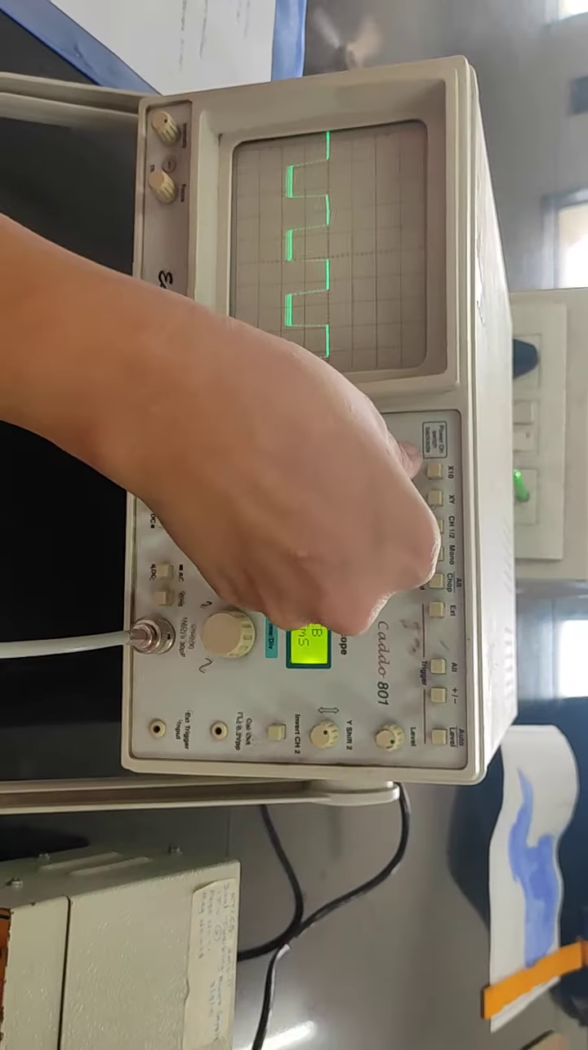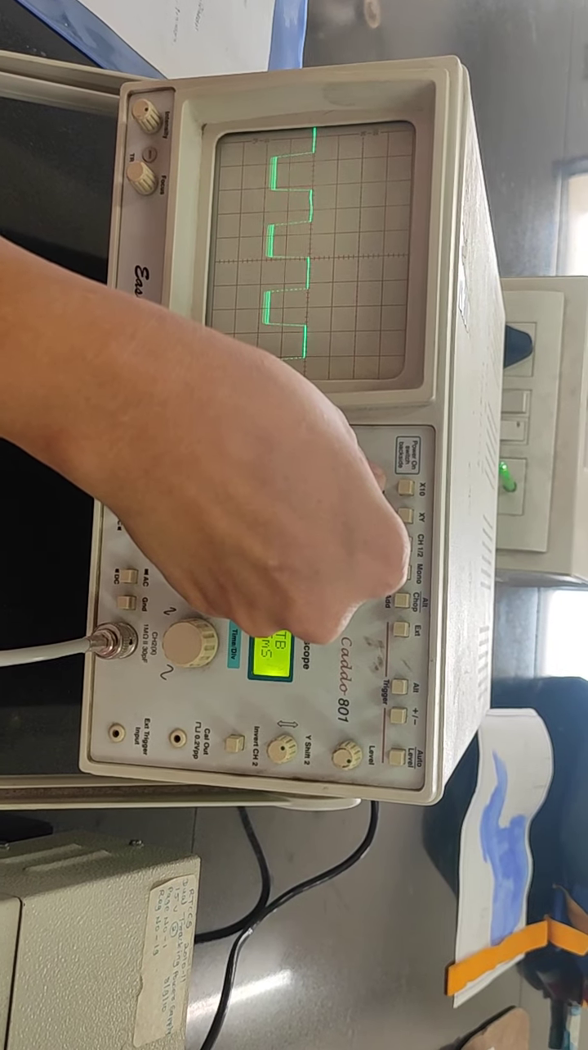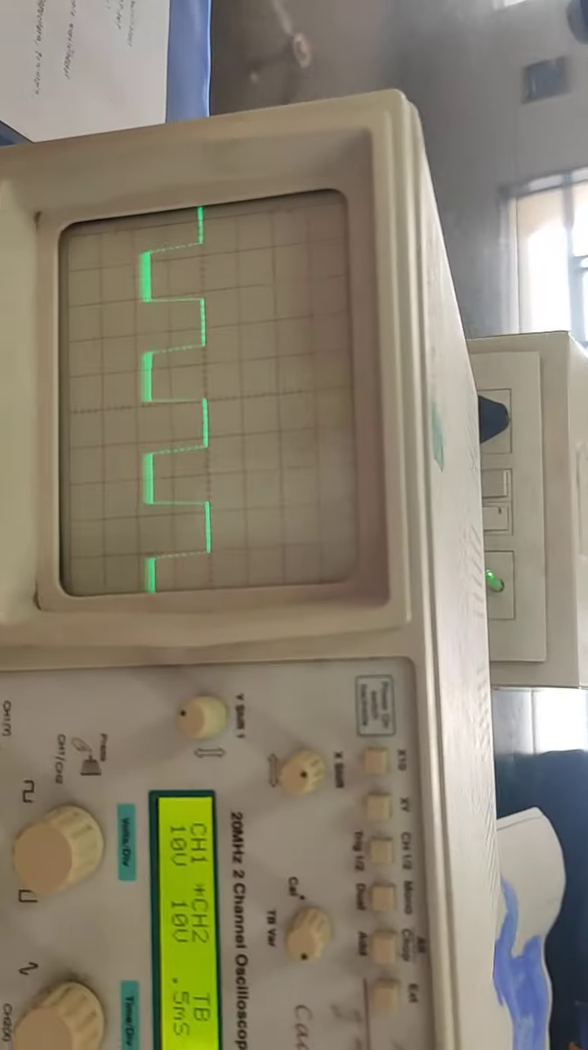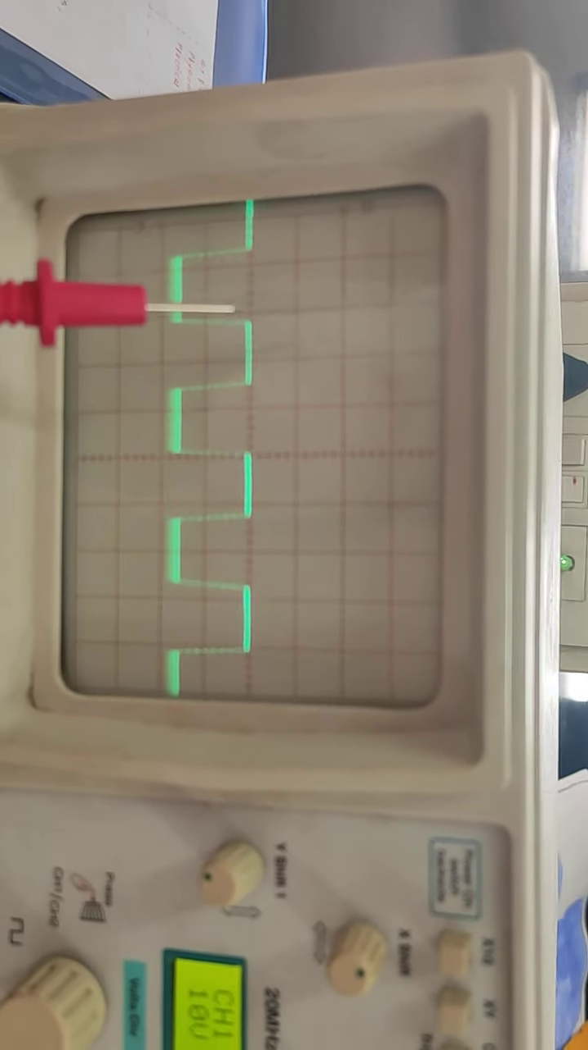So what is time period? So here you can see ma'am is trying to show you what is time period. So here, this particular point.